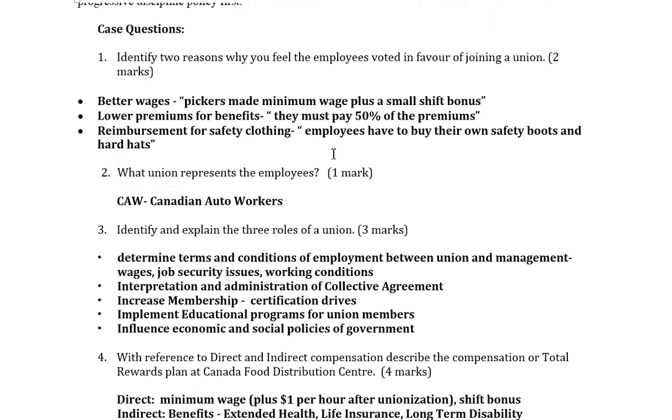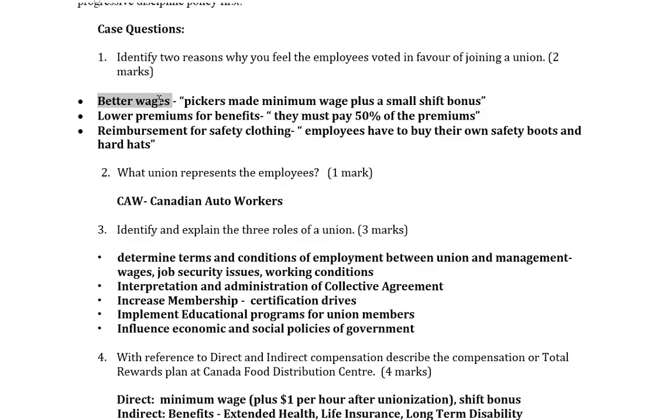So now, assuming that you've read the case, we're going to go through some of the case questions. One of the things we found in the case is that initially the company didn't have a union, but then they did develop one. So the first question we had is, identify two reasons why you feel the employees might have voted in favor of a union? Now again, I've only asked you for two reasons, but you might come up with more. In this case, I just suggested three.